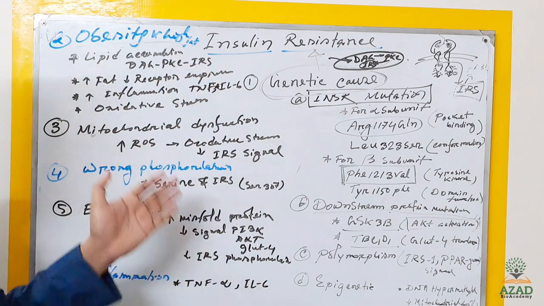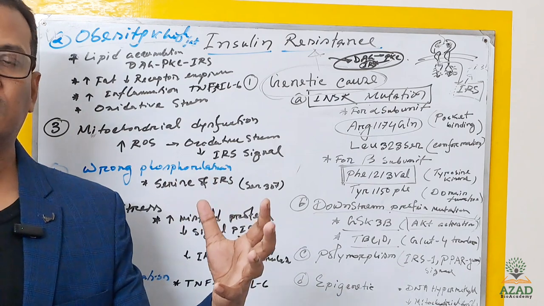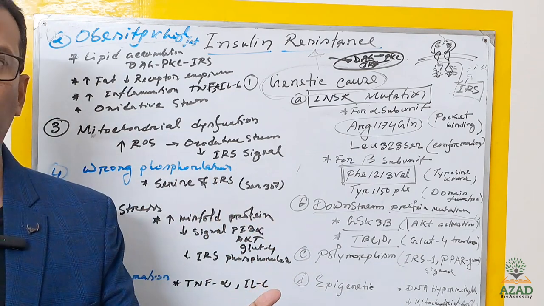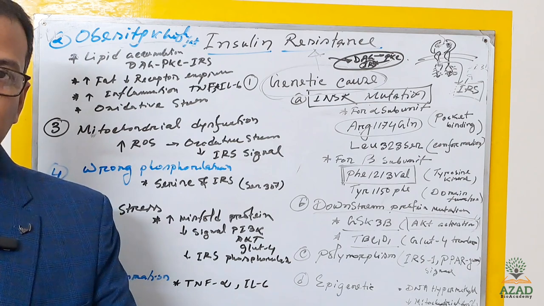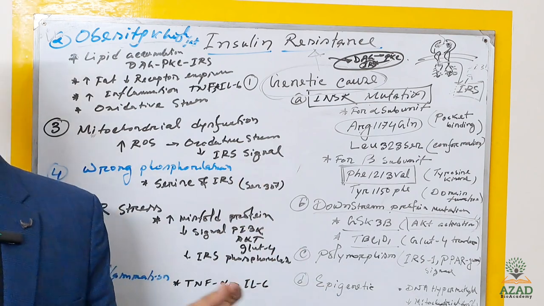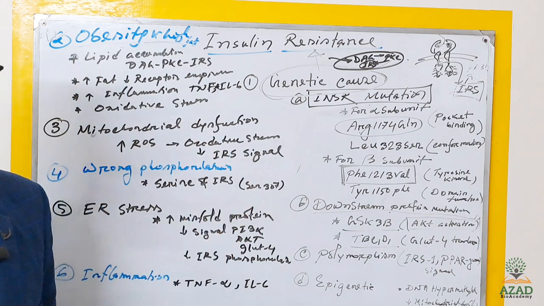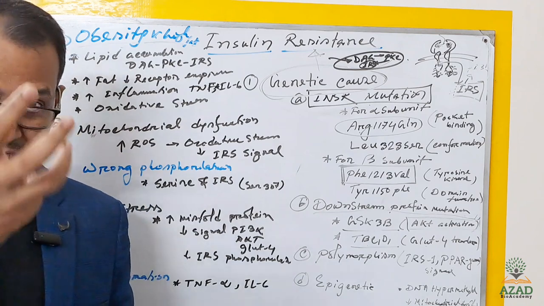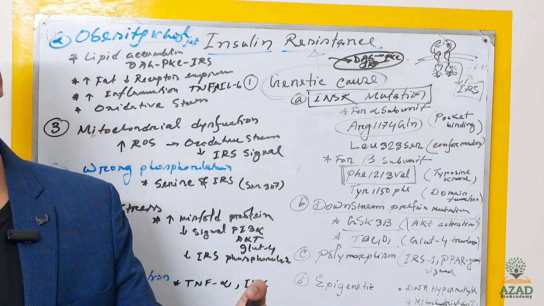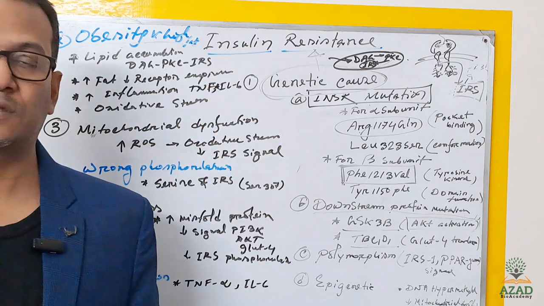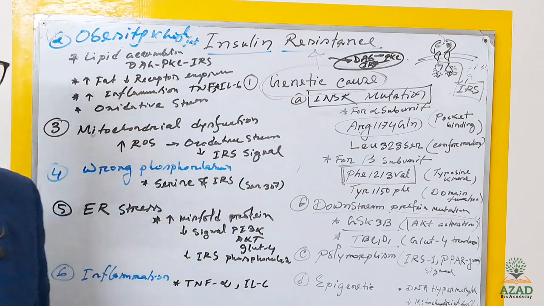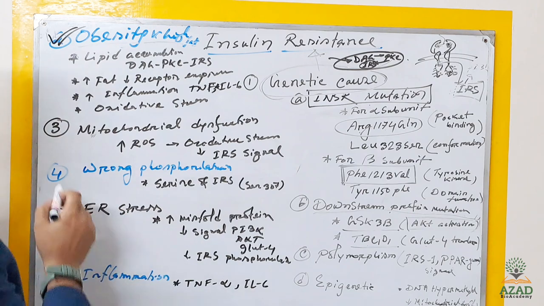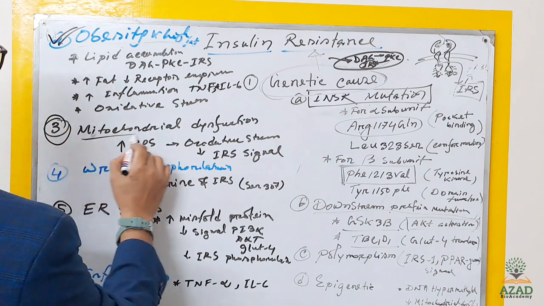Okay, your fat is also responsible for inflammation. If inflammation occurs and is sustained, that means chronic inflammation, and that will produce some particular cytokines, which can be tumor necrosis factor alpha or even interleukin 6, and that will directly cause insulin resistance. Okay, so this is number two, obesity. And number three is mitochondrial dysfunction.